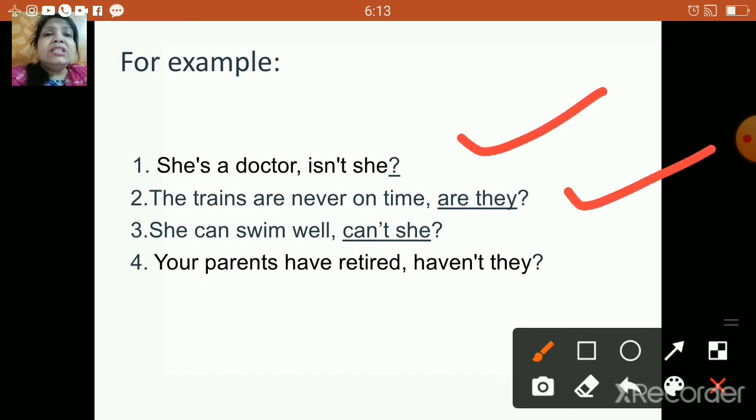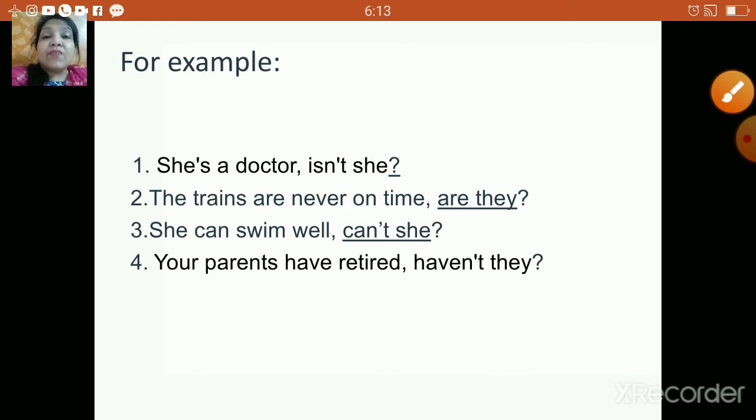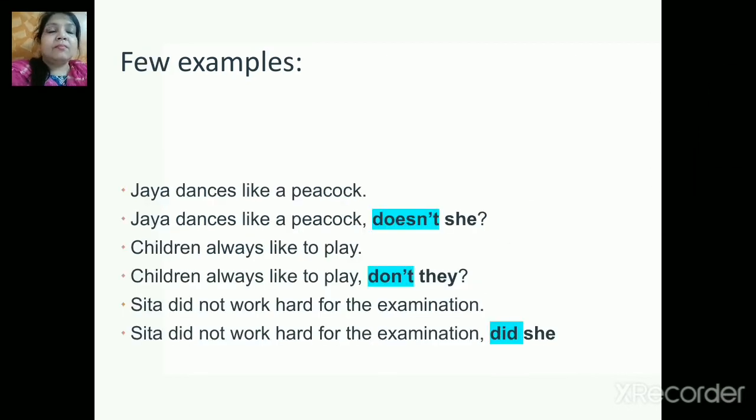Next one. She can swim well. Positive statement, right? Let us quickly change it into a negative question tag. Yes, it will be can't she. Right. The next one. Your parents have retired. Okay, that's a positive again. Let us quickly change it into a negative question tag. Haven't they? Right? So see children, this was very easy. Let us check a few more examples and rules.